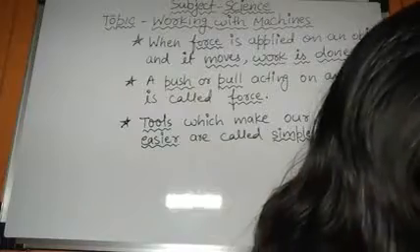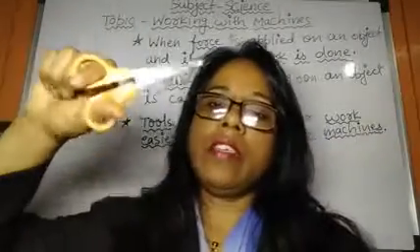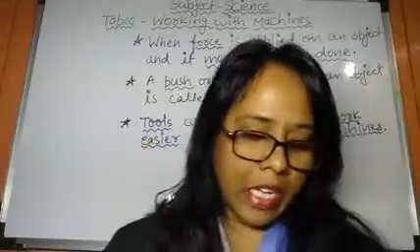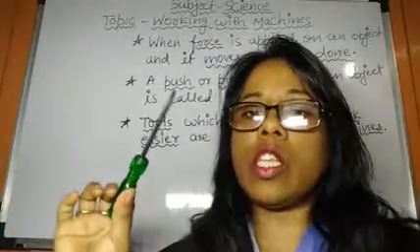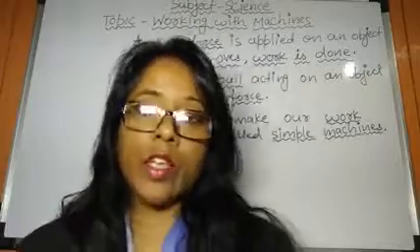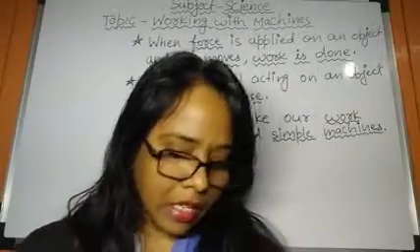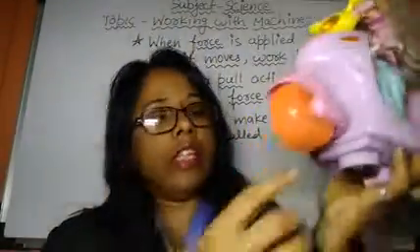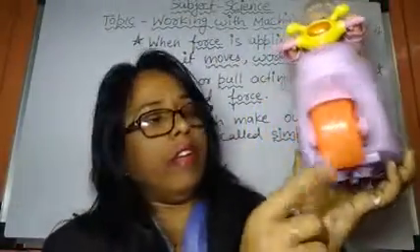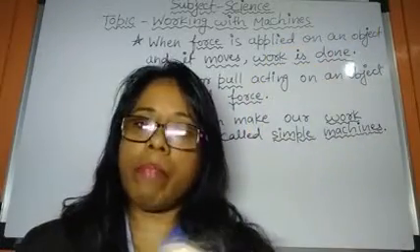Now I am giving you some examples. You can see this scissors. This is a simple machine. You can see this screwdriver. This is also a simple machine. You can see this screw. That is also a simple machine. Fine. You can see this wheel and this axle. This is also a simple machine.